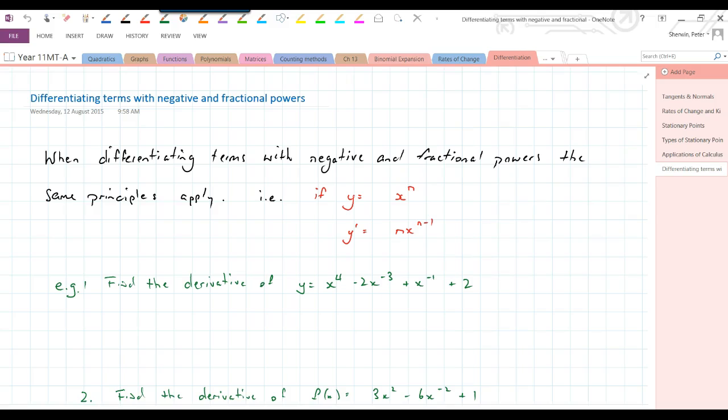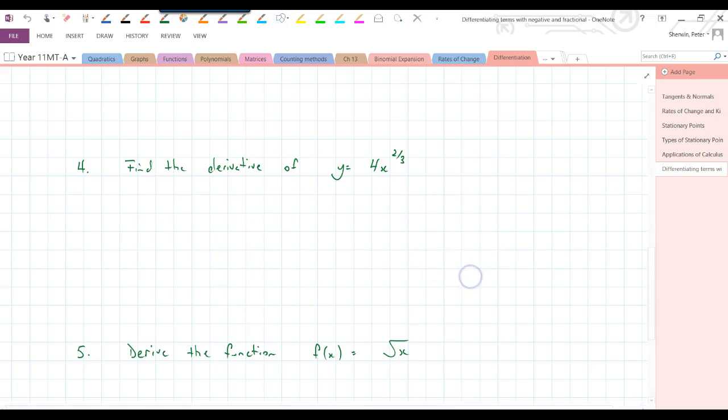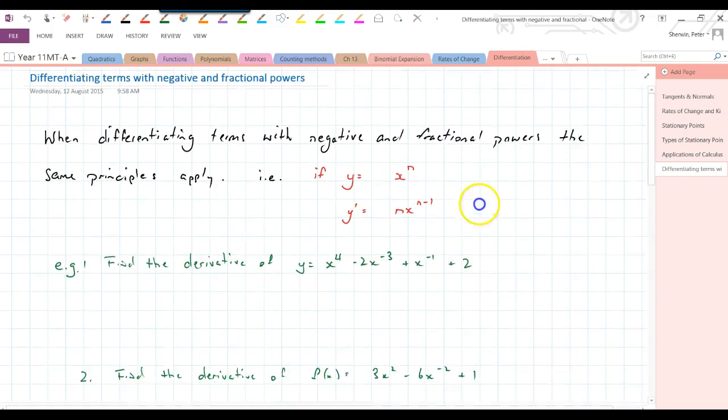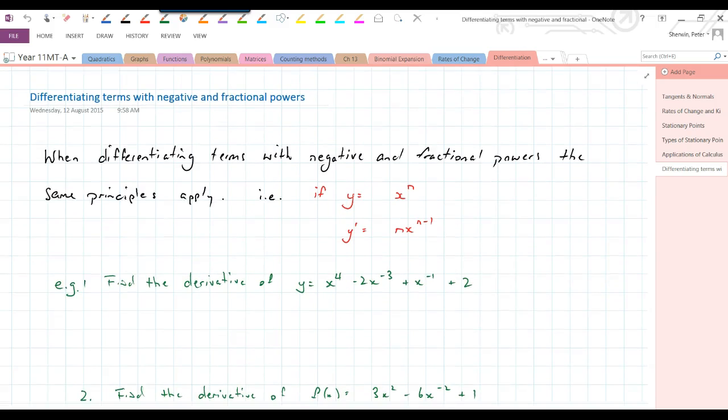So we've been deriving and we're getting pretty good at it, hopefully. So now we're just going to have a look here. As you can see in this first example, we've got a negative power here. A bit later on in the show, we'll have a fractional power and square roots and stuff. So we're just expanding our horizons a little bit, skilling ourselves up. So when differentiating terms with negative and fractional powers, the same principles apply. That is what we've got in red here.